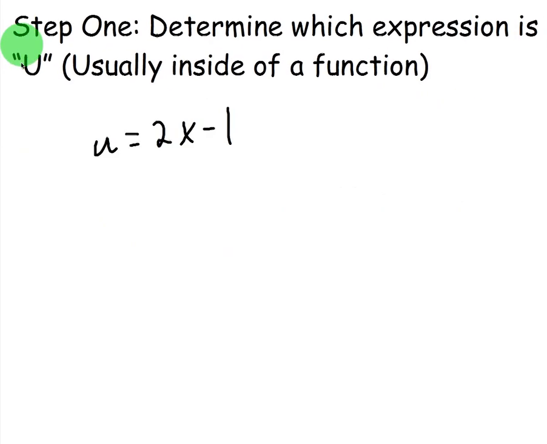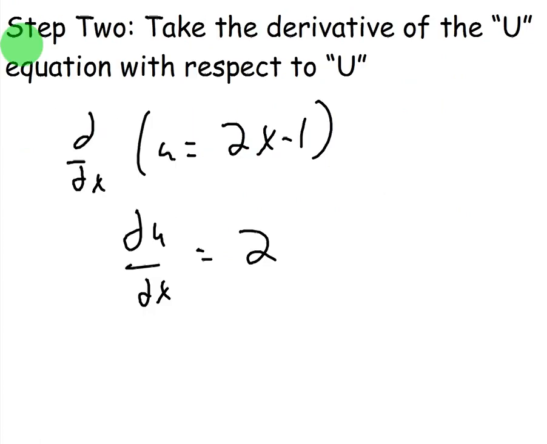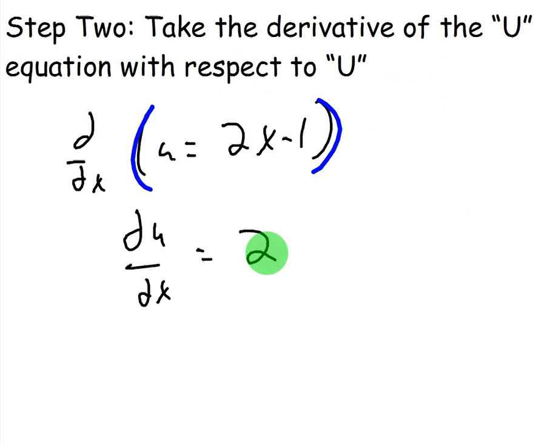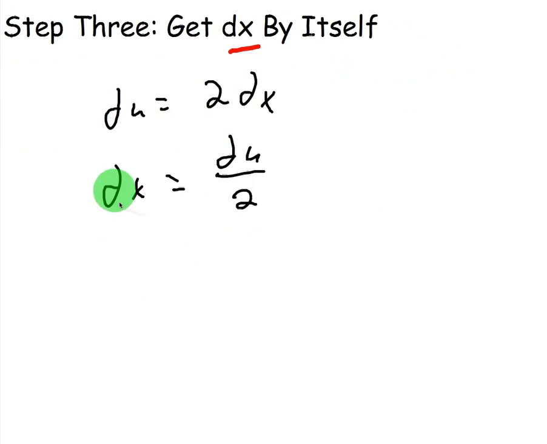So for step 1, our u is going to be equal to 2x minus 1, which is inside the radical. Step 2, we're going to take the derivative of that, d dx of the entire thing, and then d dx of u is just du dx, and the derivative of 2x minus 1 is just 2. For step 3, we're going to get dx by itself. A lot of times you cross multiply, so in this case, since dx is on the bottom of du, you're going to get 2 dx is equal to du. Divide both sides by 2, and you have dx by itself. It's equal to du over 2.